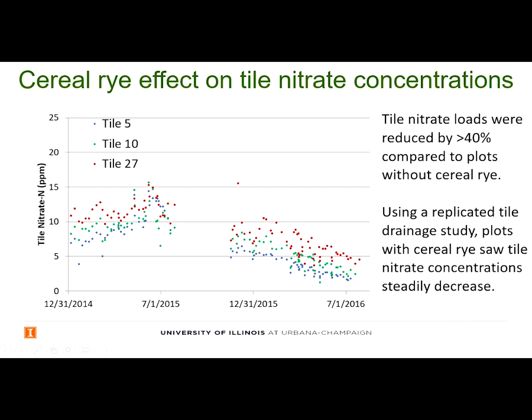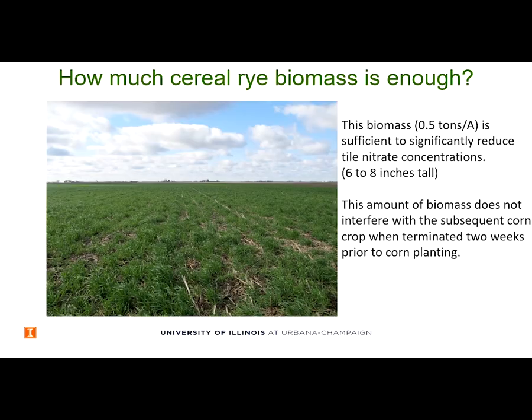And when we looked at the load, meaning the concentration times flow, we saw that the tile nitrate loads were reduced by more than 40% compared to the plots without cereal rye. And that's pretty close to the Illinois Nutrient Loss Reduction Strategy goal of reducing nitrate by 45% as far as being exported out of the state. So we're very pleased to see that this was proof of concept that this overwintering cover crop could act as a catch crop and reduce tile nitrate concentrations.